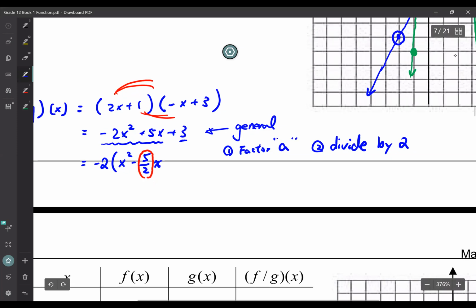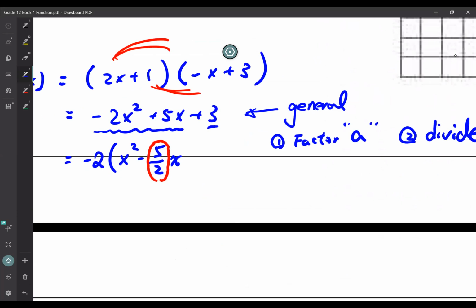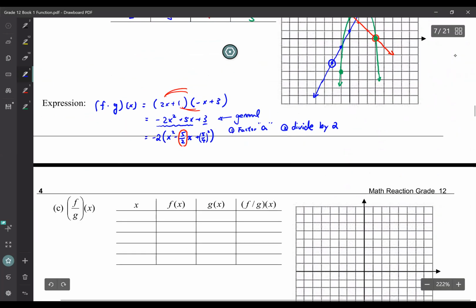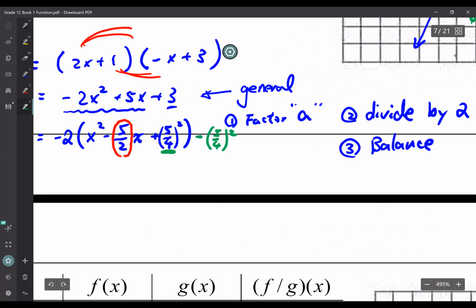So we are on page 3. So 5/2 divided by 2 is 5/4. So you will add 5/4 squared. This is called completing the square. And then step 3, you need to balance. So when we balance the part that we added extra, this part is the part we added extra. We need to minus 5/4 squared. And this 5/4 squared is also affected by -2. So you need to times it by -2.